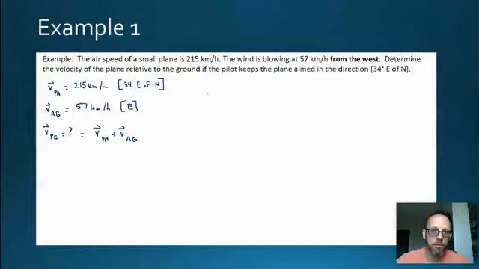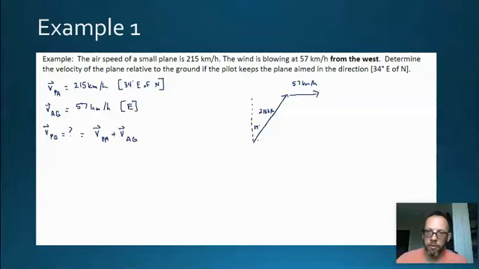So what's VPA? 215 kilometers per hour, 34 degrees east of north. Something like so. 34 degrees, and I'll say 215 kilometers per hour. And the wind is blowing at 57 kilometers per hour to the east. So VPA, we're adding VAG, so tip to tail, we'll add it going this way. This is not to scale for sure, but that would be going east, 57 kilometers per hour.